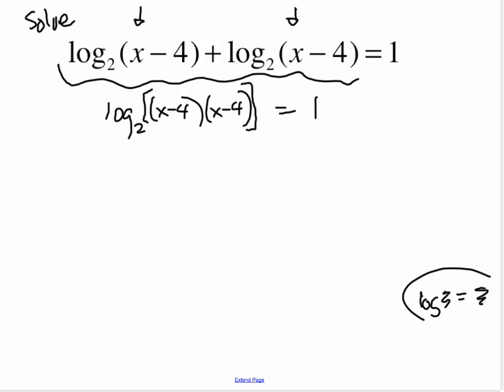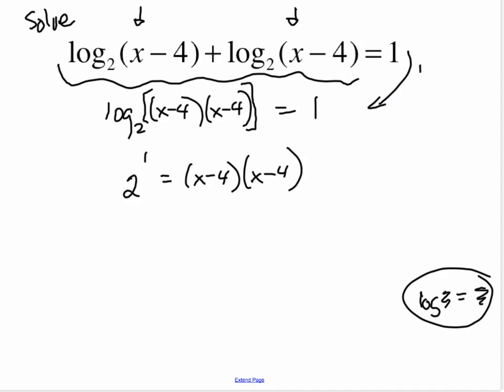Now, once I have it written as one log is equal to something, then I'm going to use another one of the rules, which is to change it from log form into exponential form. So here's my base, 2 to the first is equal to the product of those two. So it'd be x minus 4 times x minus 4. Notice at this point I don't have any more logarithms. So from here to here I used the product law, and then from here to here I changed form.